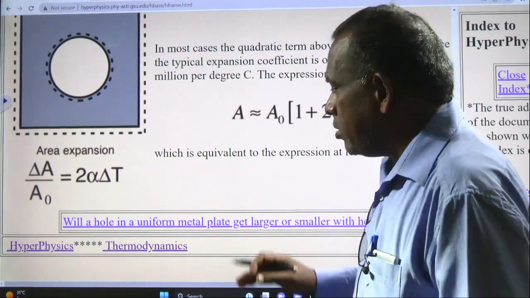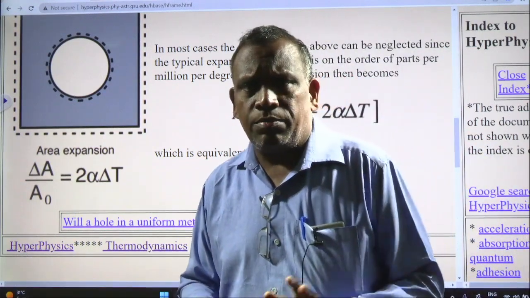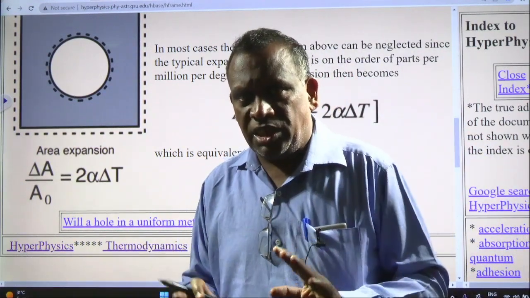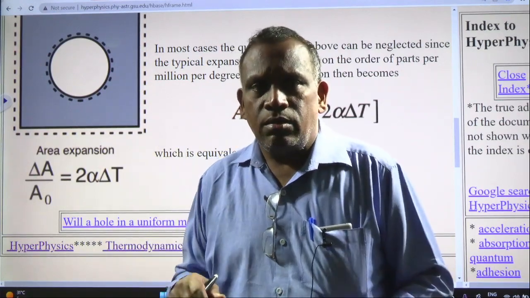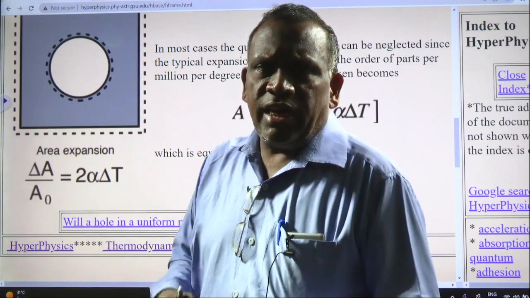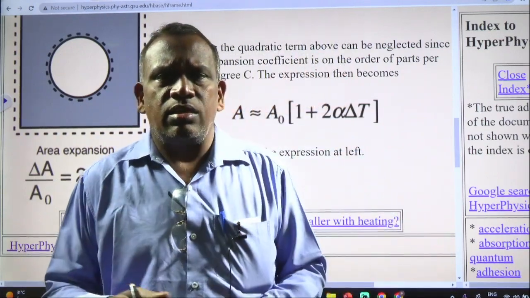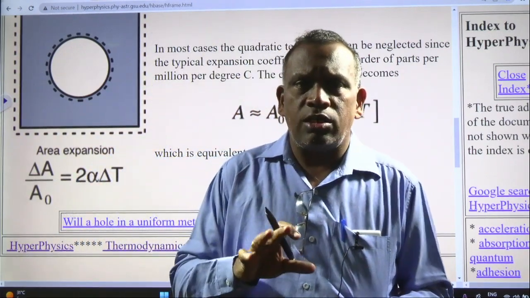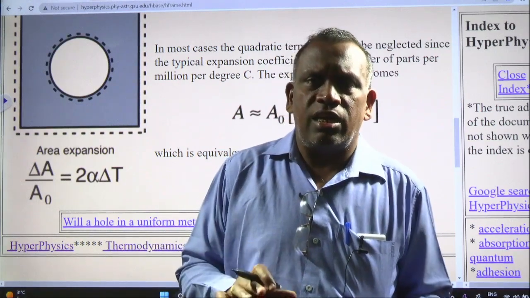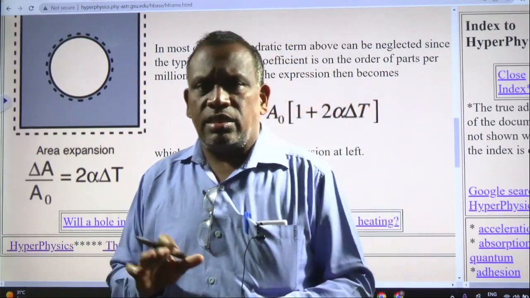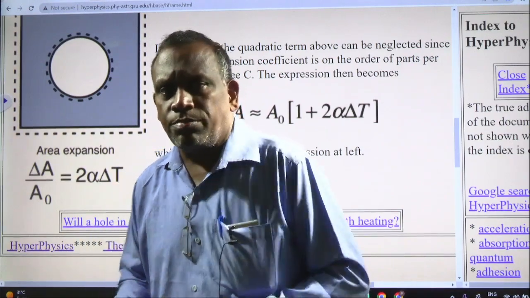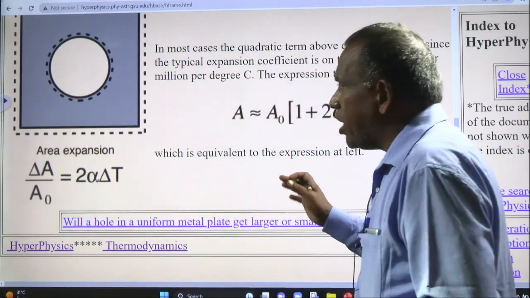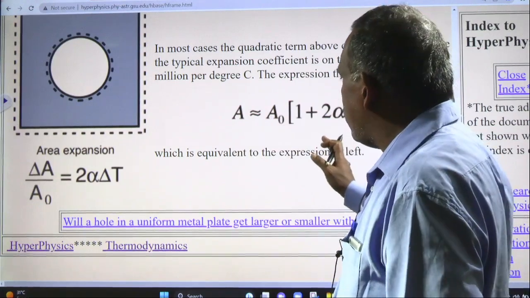For example, if there is a metallic sheet with a small hole at some area, and you increase the heat on this plate, the hole also changes from its original size. It may increase or decrease based on the application of the heat. So that change in area also we have to consider.